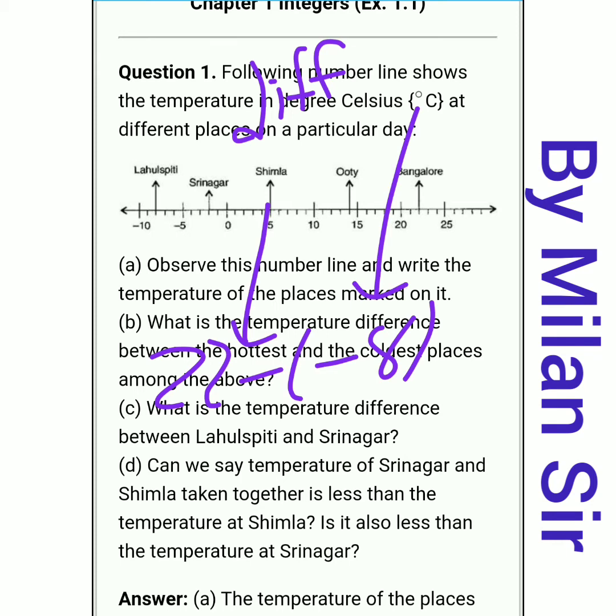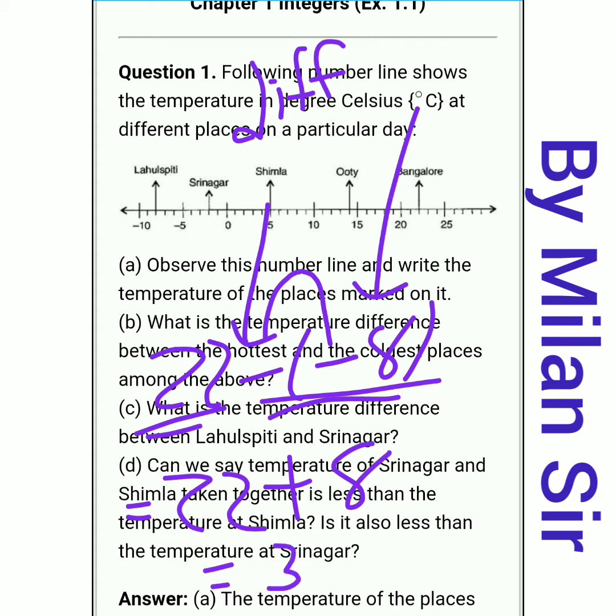Now how can we solve this? First of all, write down this 22. Here we put one bracket. A bracket shows multiplication, and in multiplication if we have two signs, negative negative, so minus minus becomes plus. Then we have 8, so 22 plus 8 is 30. So the difference between the hottest and coldest place among the above is 30 degrees Celsius.